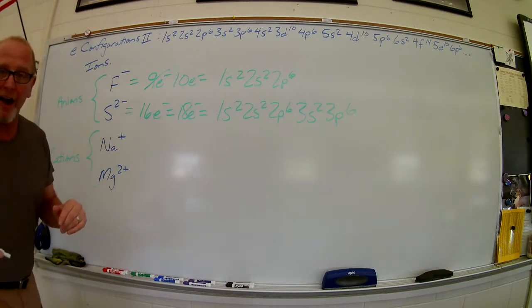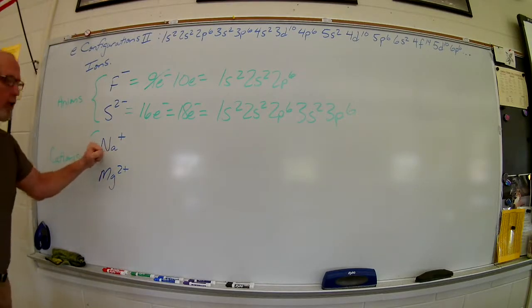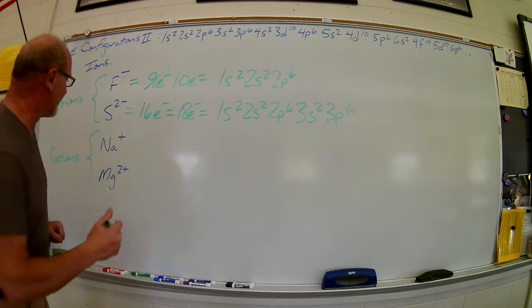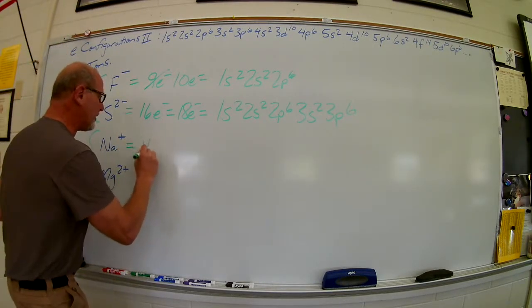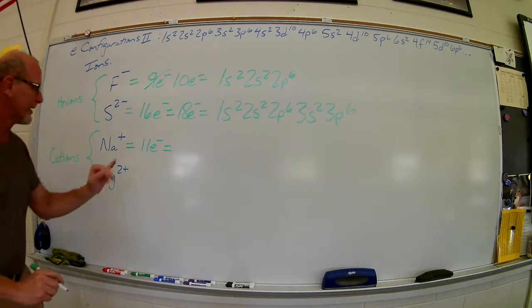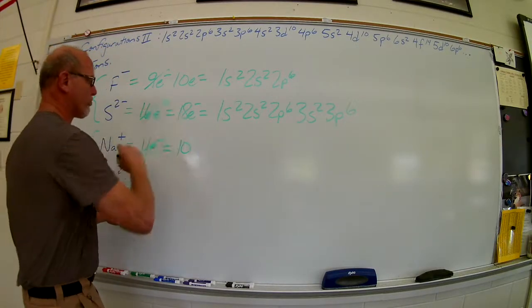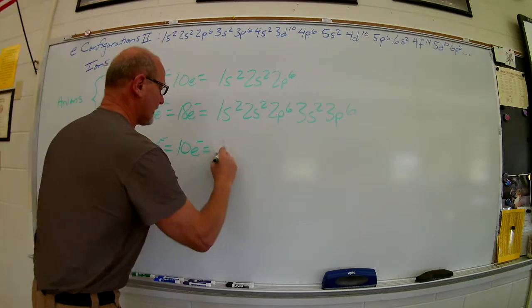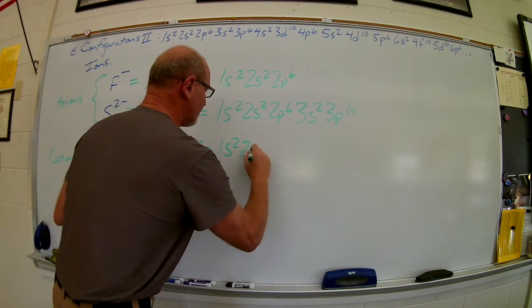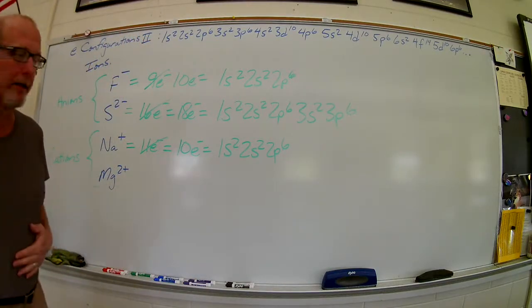Now let's look at our cations, our positive ions. Sodium plus. Sodium normally is going to have 11 electrons to it, but because it's a cation, we've removed an electron from that. That means now it's only going to have 10. Let's fill them up. 1s2, 2s2, 2p6, 10 electrons.